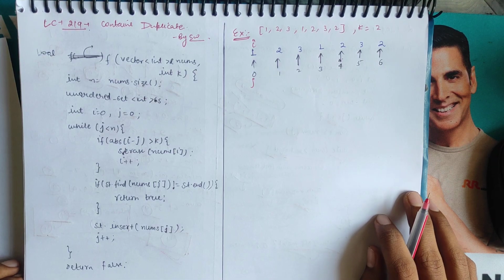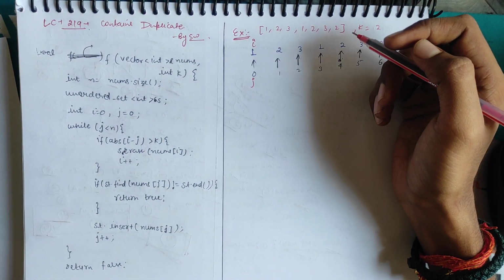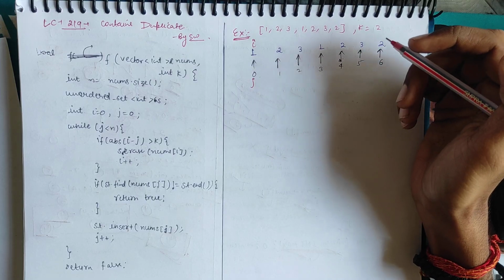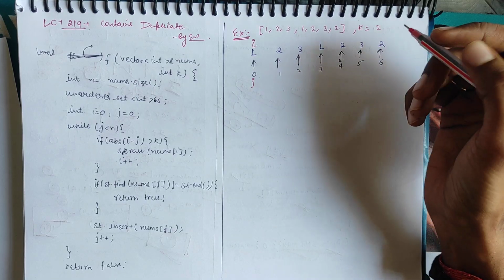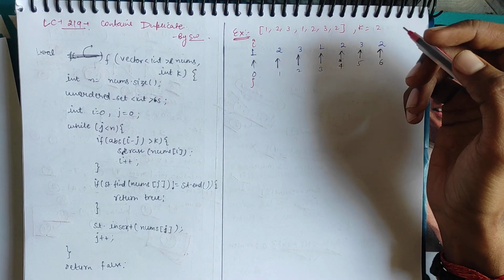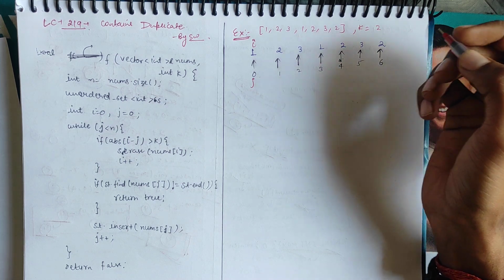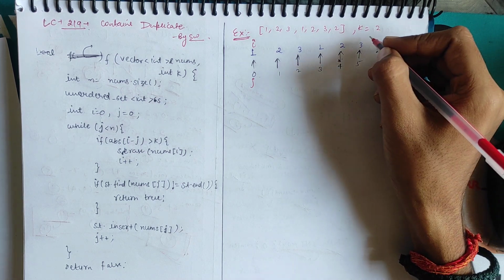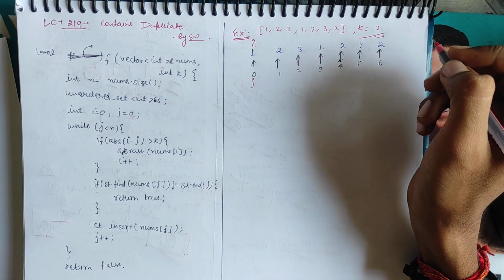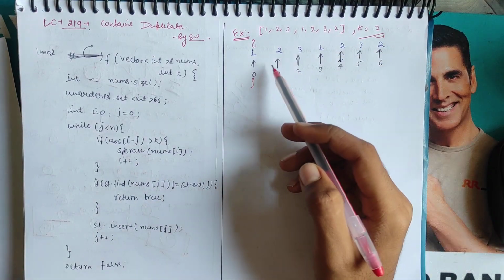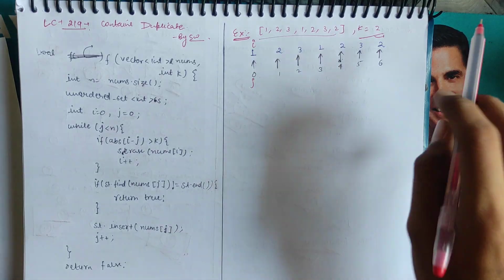So in this problem, what we have to do is check if any number is present in the array that appears twice, and the index gap between the two occurrences is either k or less than k. So here we are given an example.